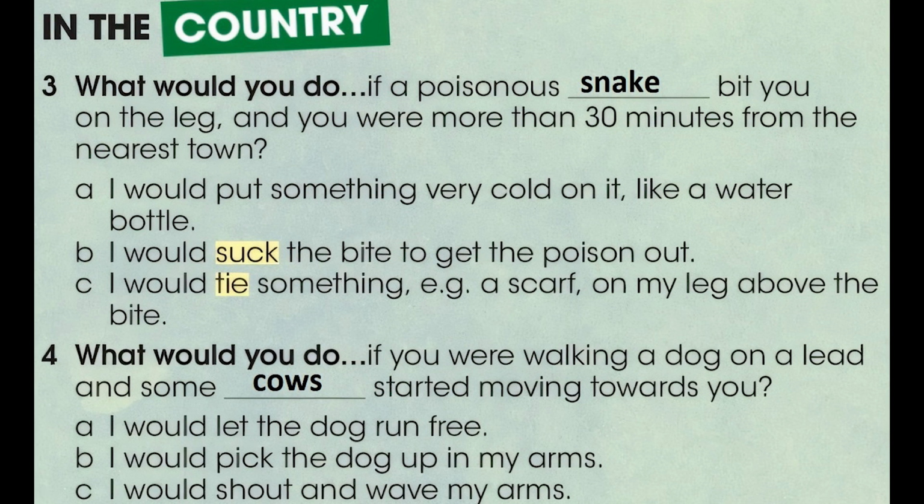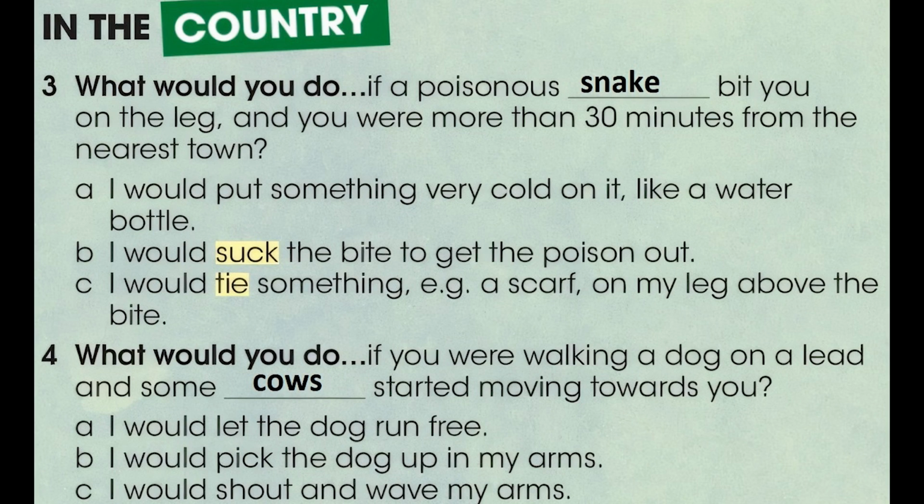In the country. Number 3. What would you do if a poisonous snake bit you on the leg and you were more than 30 minutes from the nearest town? A. I would put something very cold on it, like a water bottle. B. I would suck the bite to get the poison out. C. I would tie something, for example a scarf, on my leg above the bite.